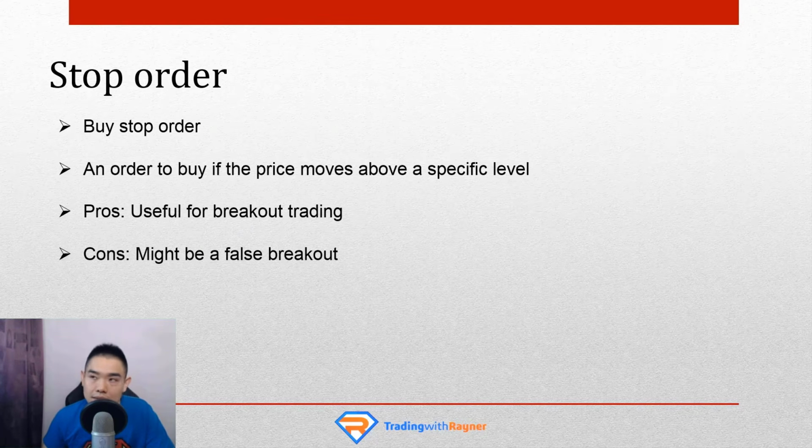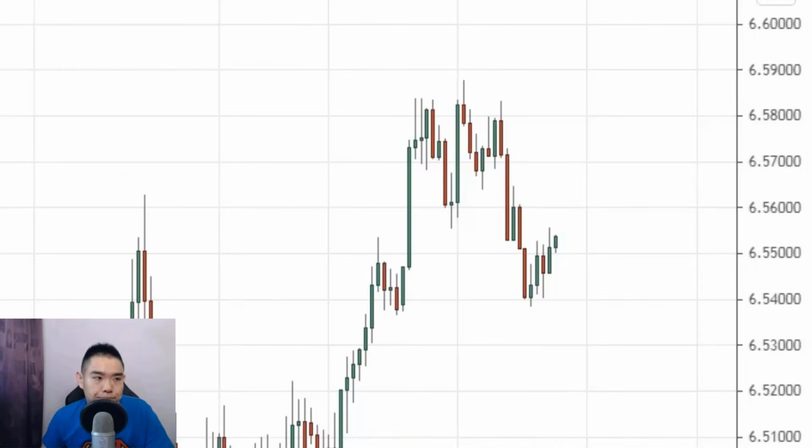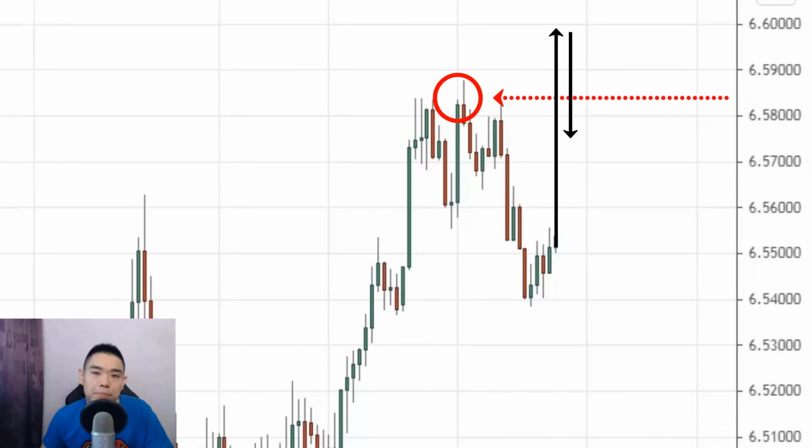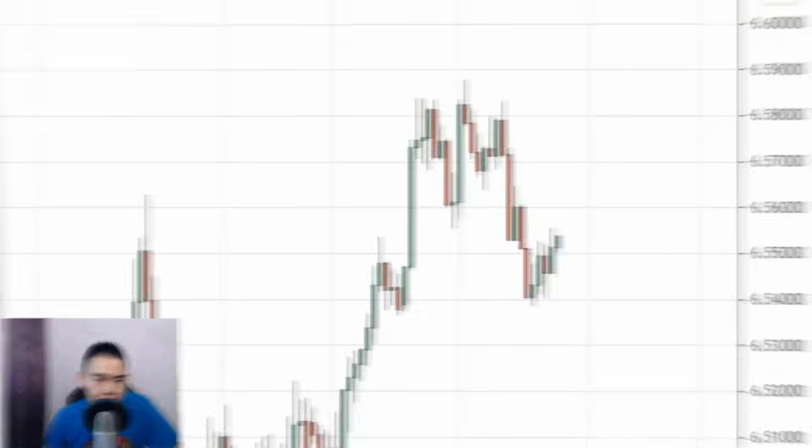So again, what could happen is that, let's say, the dollar against the Chinese yuan, this is the high. Price could go up, break out, and then boom, reverse. This is possible as well. Anything can happen in the market. So this is one possibility that could happen if you're using a buy stop order to enter a trade.